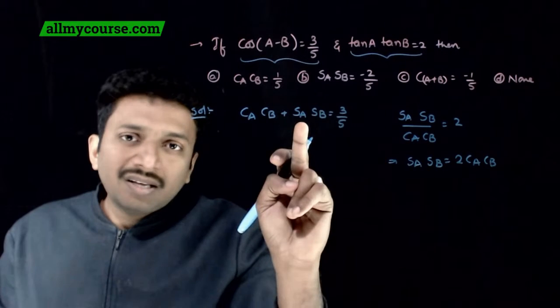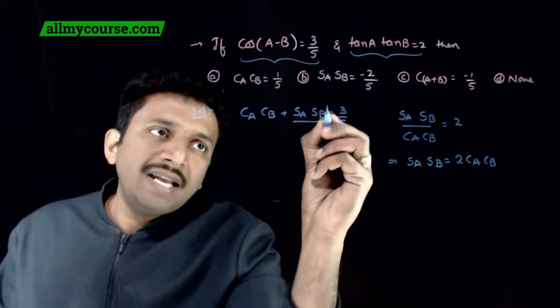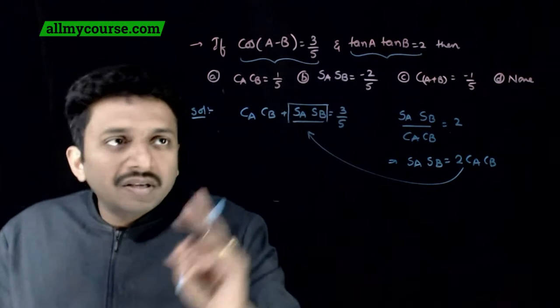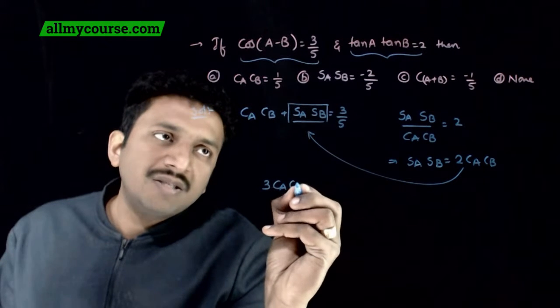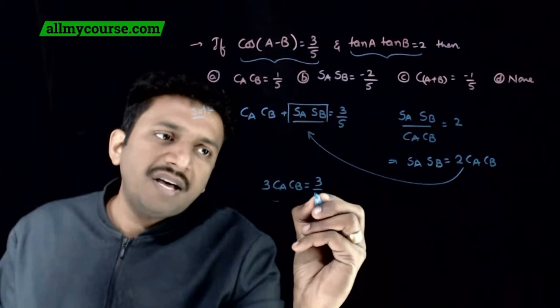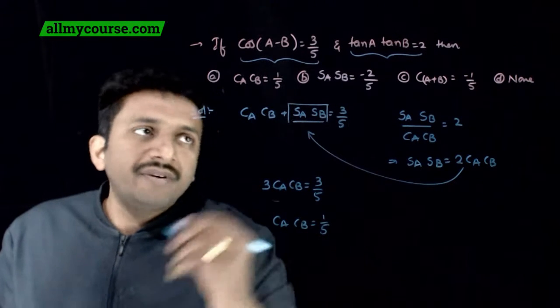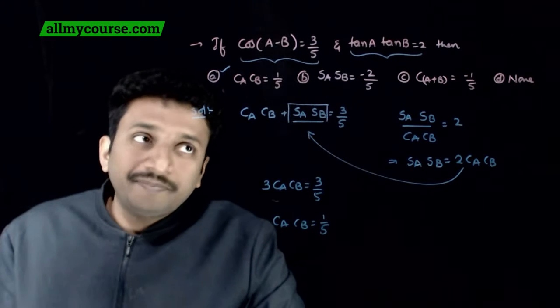So if I substitute sin A sin B is equal to 2 cos A cos B in this, sin A sin B can be substituted with 2 cos A cos B. So cos A cos B plus 2 cos A cos B is 3 cos A cos B, which is equal to 3/5. This implies cos A cos B is equal to 1/5. So option A is right.